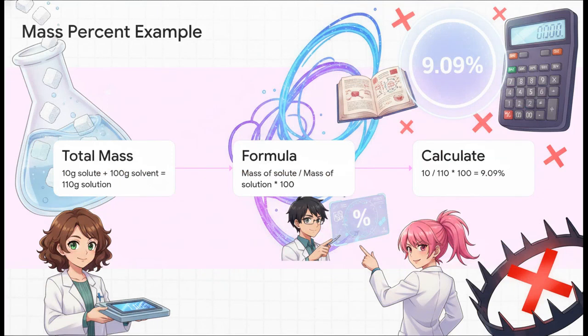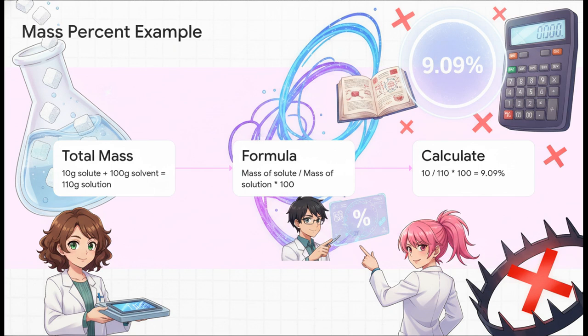So let's step through a classic exam numerical. Say you dissolve 10 grams of sucrose in 100 grams of water. Step 1. Find the total mass. That's 10 grams of solute plus 100 grams of solvent, which gives us a total of 110 grams. Step 2. Plug it right into our formula. Mass of solute over the total solution mass times 100. Step 3, that's 10 divided by 110 times 100, which equals 9.09%.